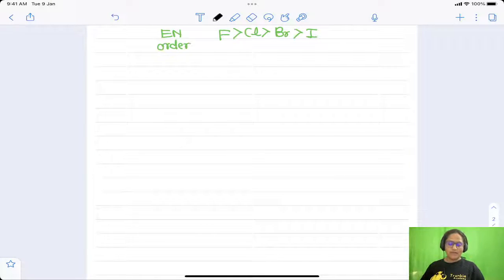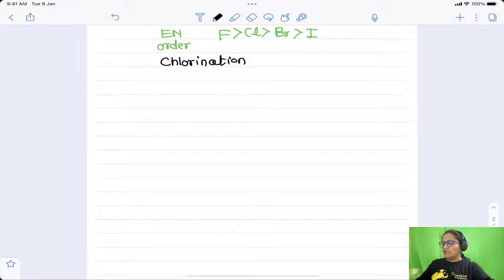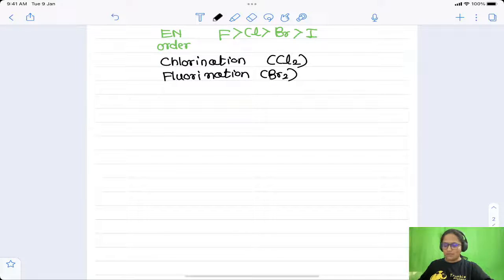The reactions can be carried out by heating or in the presence of sunlight, or there are some other ways of carrying out this reaction, but using sunlight is the most popular way for carrying out the chlorination. Chlorination means what? If I am using chlorine gas, then it is halogenation, but specifically it will be called chlorination. If I am using fluorine gas, F2, then it is fluorination. If I am using bromine gas, then it is bromination. Likewise. But chlorination is very popular.